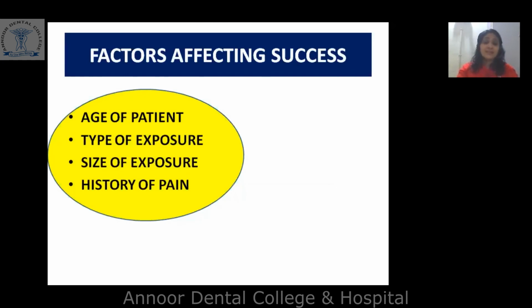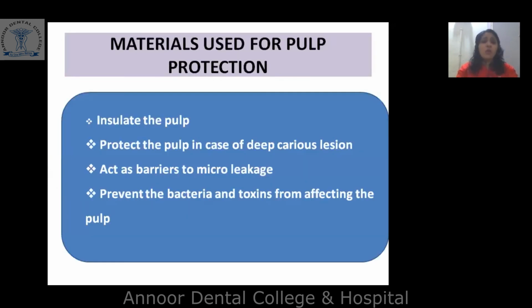Now, what are the factors on which the success of direct pulp capping depends? Here also, it depends on the age of the patient, type of exposure, size of the exposure, and history of pain. Now, what are the materials used for pulp protection?